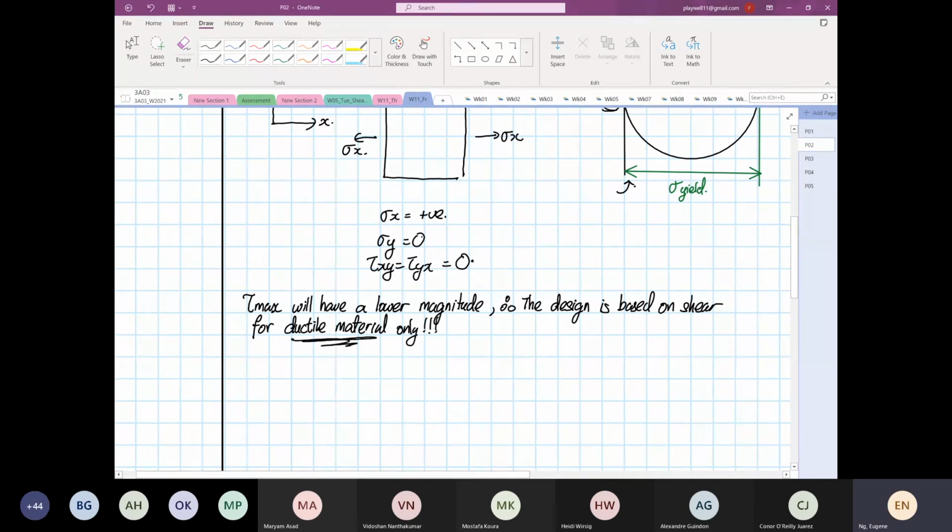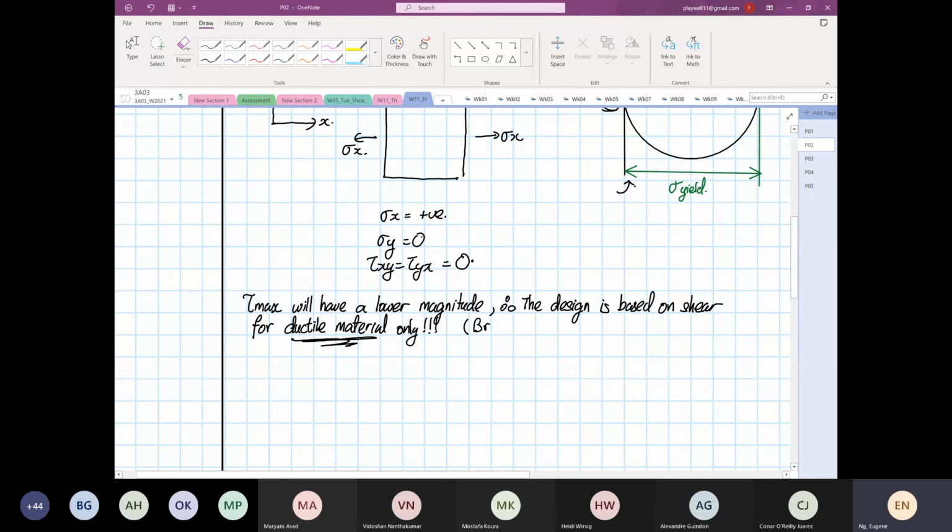Remember this, okay? Because this is the next question I'll ask the candidate that is going for an interview. A technical question: is it true for all materials? And a lot of them say yes. No, for ductile material only. Why? Because only ductile material can withstand what? Shear.